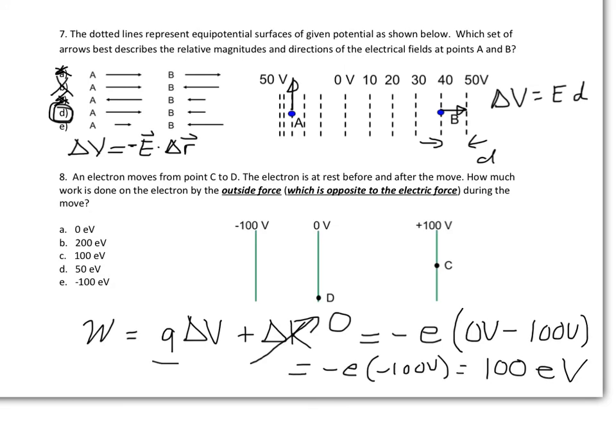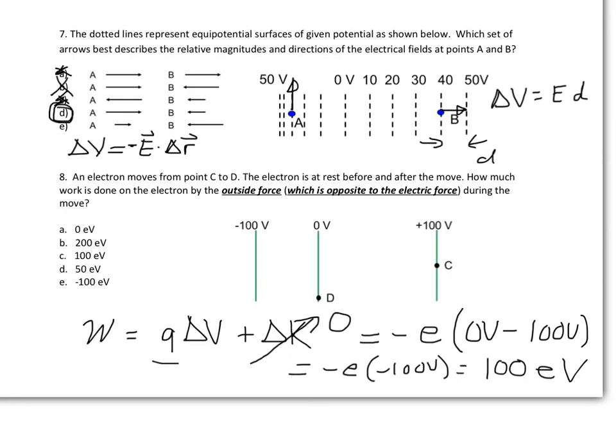Okay, let's check our reasoning here. Does it make sense that the work should be positive? It kind of makes sense that this is 100, because you've seen enough of these problems and you realize that the potential difference here between D and C is 100, and the electron has a charge of e, so the fact that we get 100 electron volts in magnitude, you probably could have guessed. However, what about the sign? Well, let's think about this. First of all, think about the work, think about the electric force, think about the external force, what direction it has to push, and think about the sign of the work.